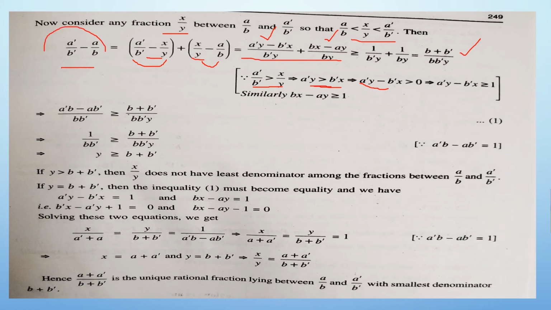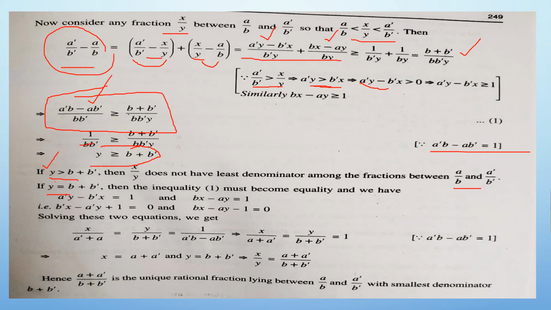And also solving this, we get this thing. Okay. Now the upper part is equal to 1. So using this as equal to 1, we get this one. Cancelling this out, we get y is greater than or equal to b plus b dash. Okay. There are two cases: either y is greater than b plus b dash or y is equal to it. If y is greater than b plus b dash, then x over y does not have a least denominator lying between them. We know that it should always be less than.